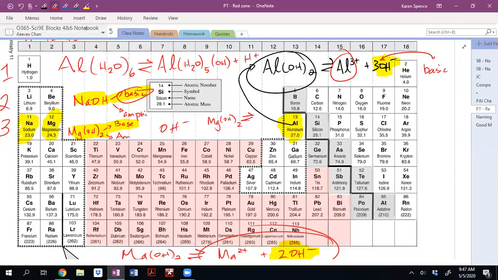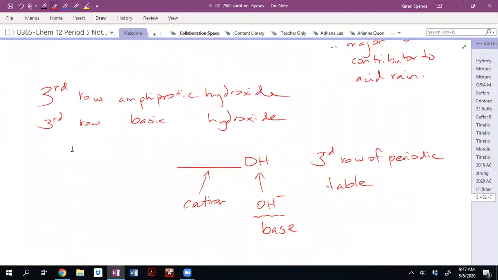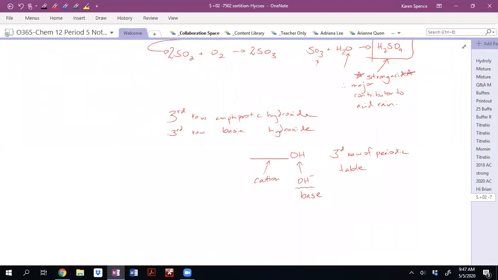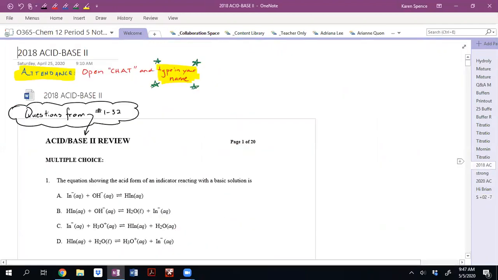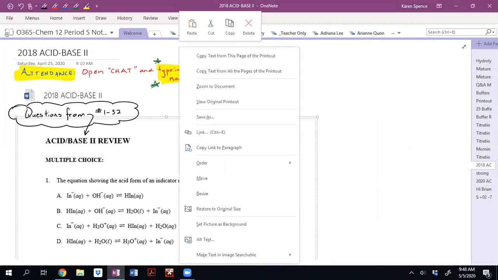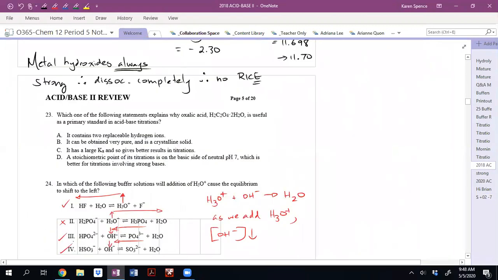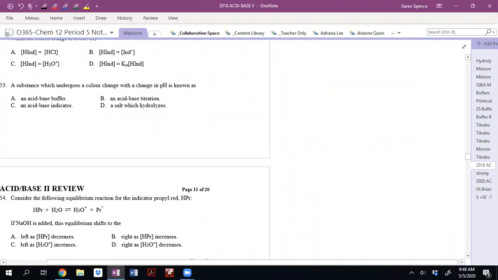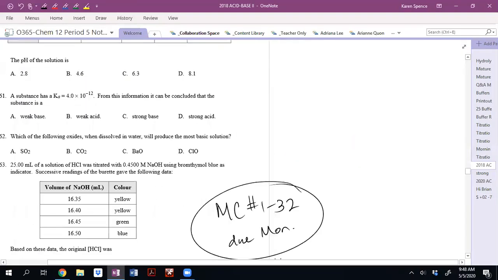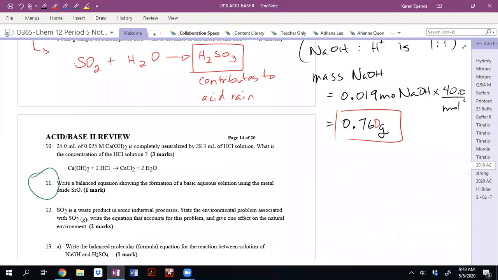Okay, let's go back to Chem 12. There we go. All right, and we were looking for, oh, there. Is that the right one? Why did it move? I don't know. There we go. Okay. So we wanted 7, 8, and 11.